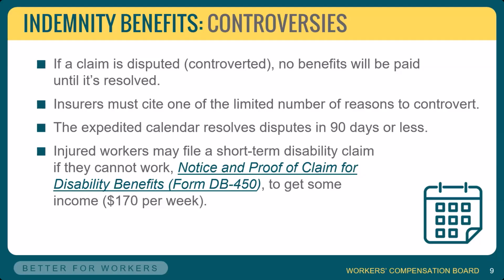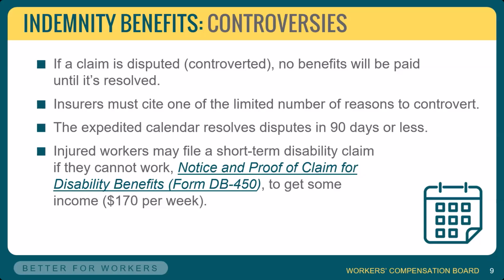Now, we do try to put the claims on what we call the expedited calendar, and we do try to wrap up the controversy in 90 days. But during this period, the payer is not going to be paying any benefits to the worker or to the treating providers. Now, the payer does have to cite one of a limited number of reasons. It's pretty defined. There are, I think, 16 or 18 reasons. I think it's 18 now. But a lot of them are pretty similar. They have to say, here's why. They can't just dispute just for the sake of it.